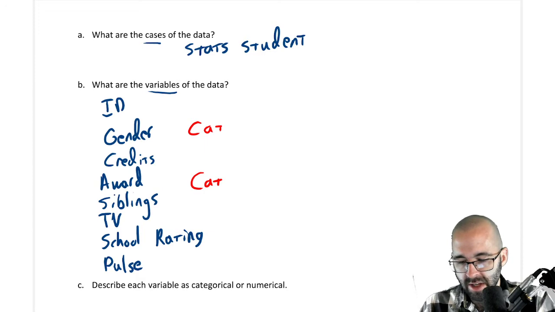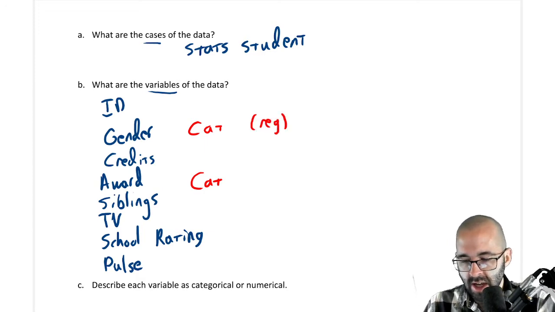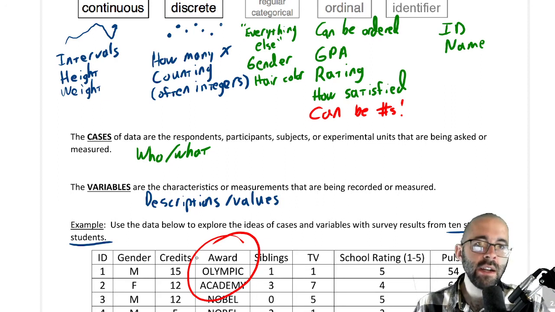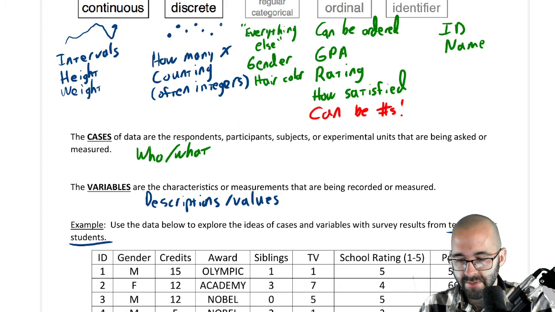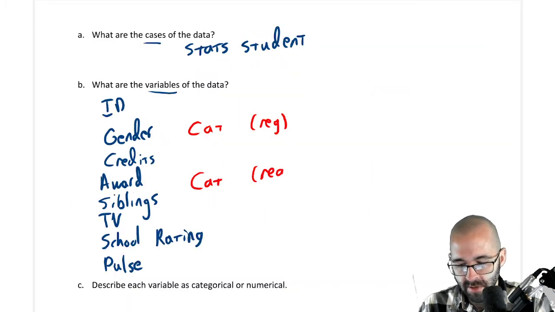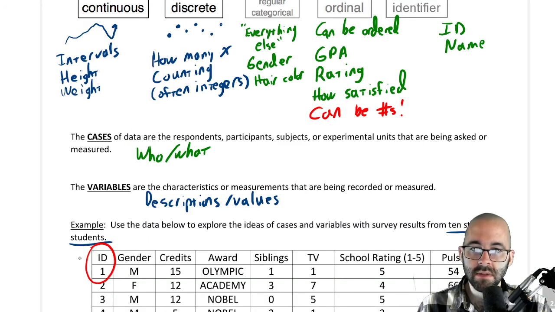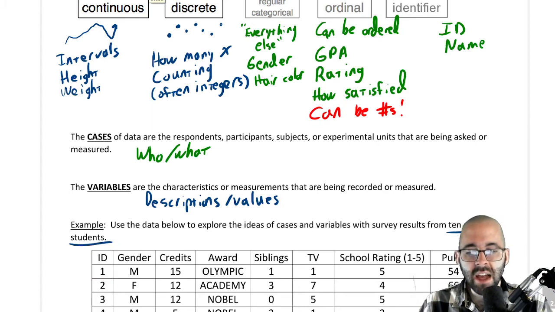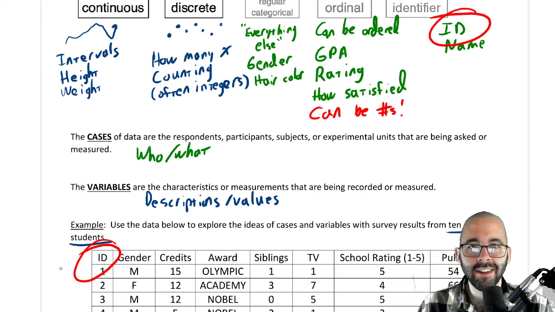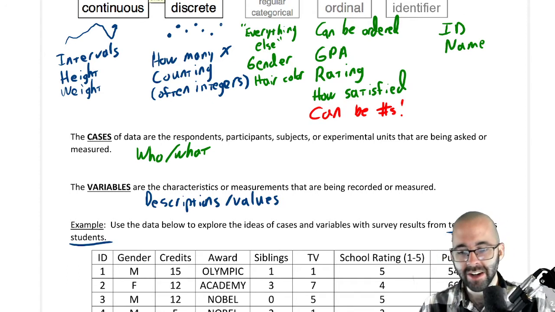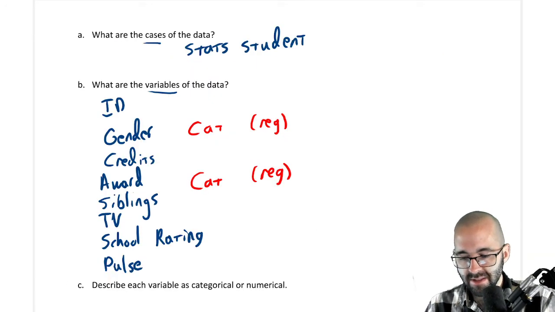Okay. So categorical, regular. And then award, you can go through the same process. It's not an identifier. It's not ordinal. It's also regular. Okay. And then we can go through all of these in the same fashion. All right. Let's start with ID. So ID is a number, but not all numbers are numerical. Specifically, ID is how we're identifying them. So this is a categorical variable. That's an identifier. All right.